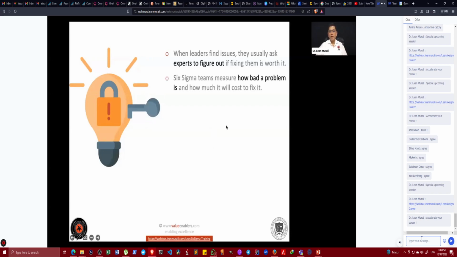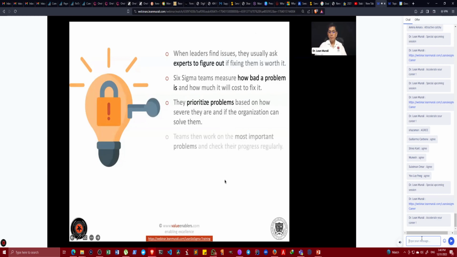Okay. Now, when leaders are looking for expert opinions to fix the problems, if you use Six Sigma, teams can actually help you measure the extent of the problem, how to fix it, and how much it would cost to fix it. They can also prioritize the problems, because if you have the strategic objectives of the organization, the Six Sigma team will help you prioritize which problems to take first, which projects to take first.